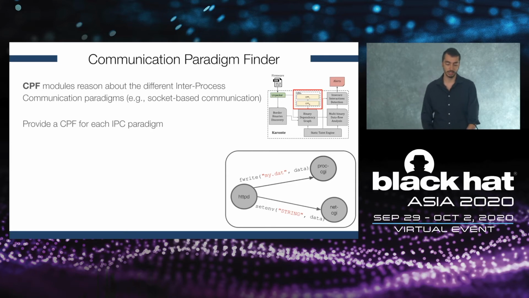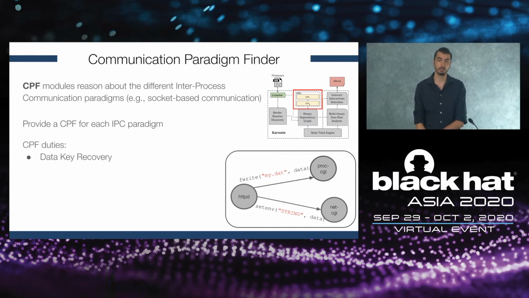We provide Caronte with a CPF for each IPC paradigm, which means that we have a CPF for socket-based communication, a CPF for file-based communication, and so forth. And if a CPF understands that some data has been shared, first it retrieves the data key. The data key, as Andrea briefly mentioned before, is the endpoint where the data will be available. Examples of data keys might be file names or names of environment variables, and so forth.